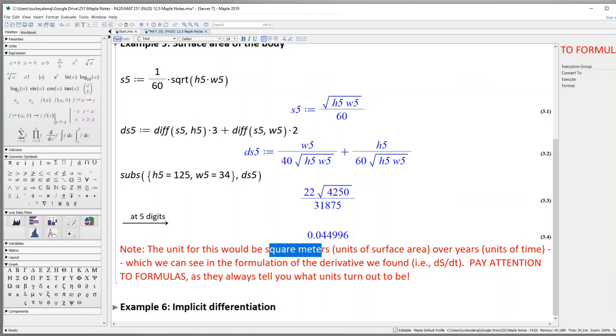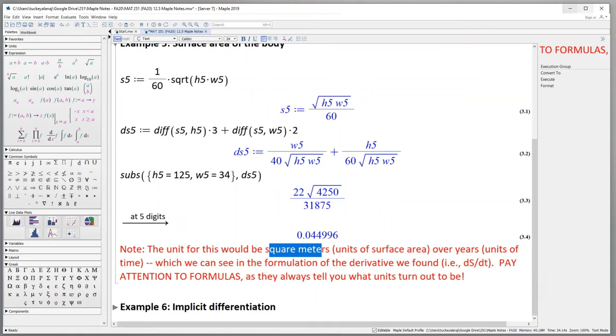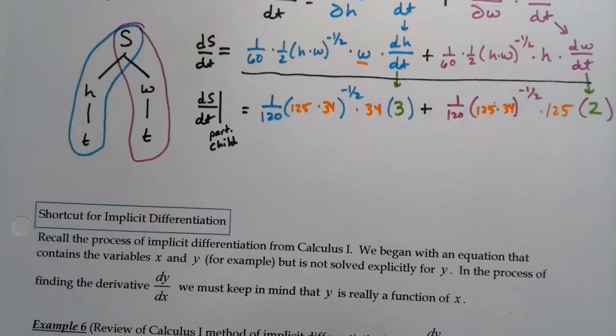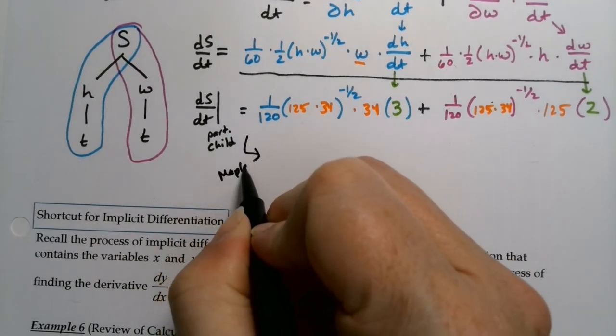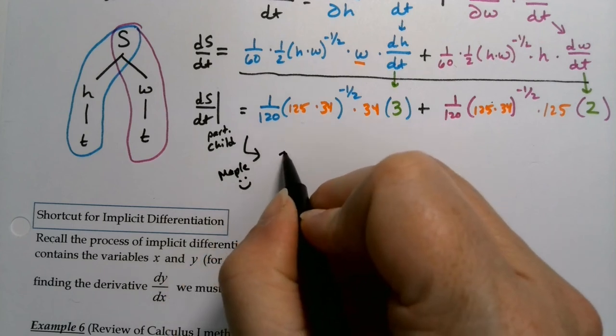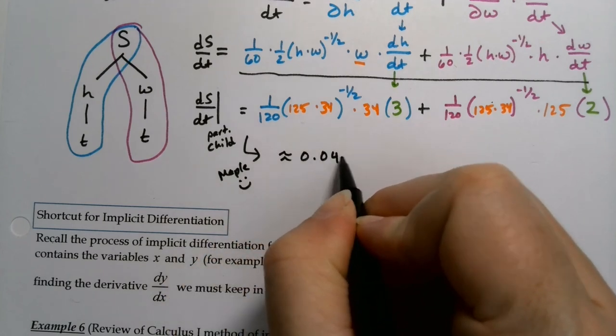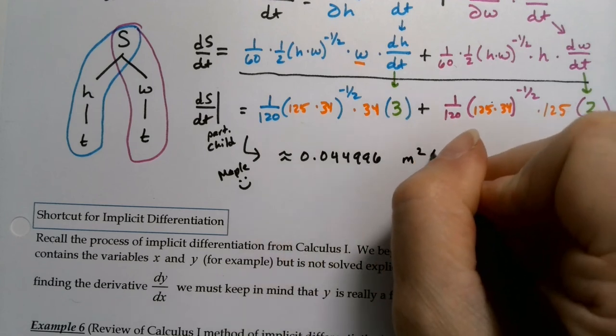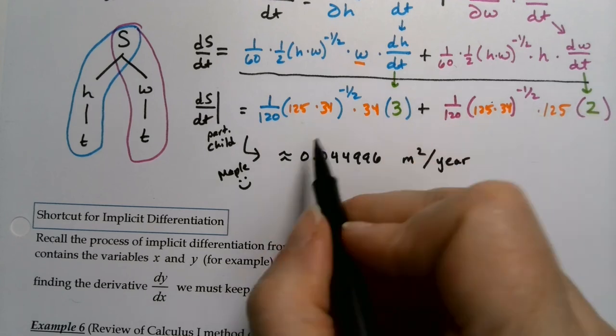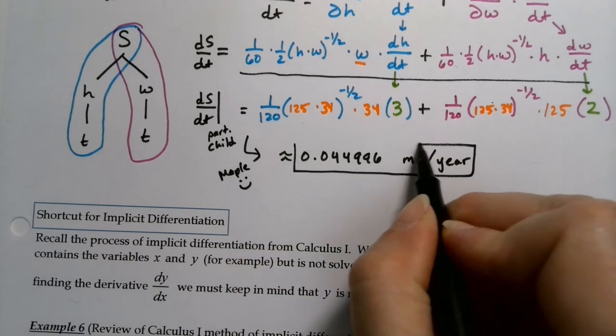So you have to pay attention to the formula. I mean, if the formula says it's square meters, then you have to believe them. So that gives us our answer. So our answer through Maple is 0.044996 meters squared per year. And there we have it.